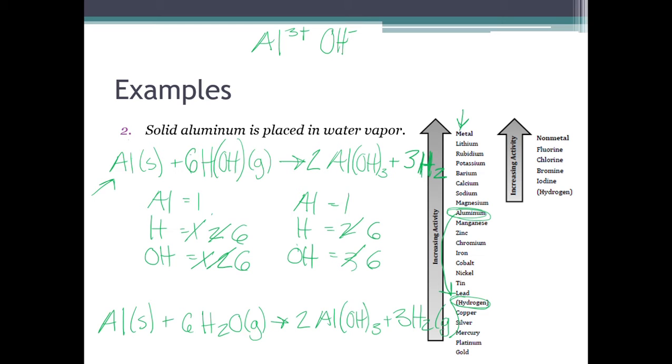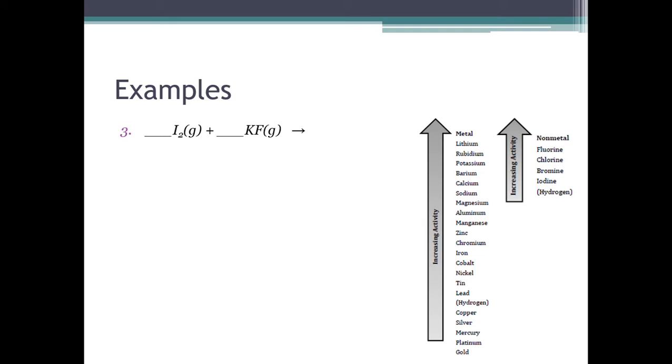Let's do one more of these. Next we have iodine gas reacting with potassium fluoride. In this case, our single lone element is a nonmetal. So we're going to be looking at whether iodine can replace the nonmetal fluorine. We will be looking at our nonmetal series. So here's fluorine up here.